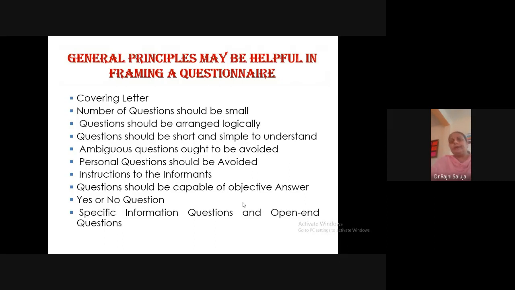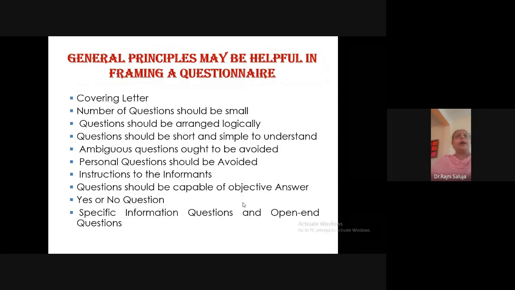First is the covering letter. Whenever we have to post a questionnaire, it can be typed properly on A4 size sheets, or nowadays, because of technology, we are using Google Forms. We prepare the Google Form, create the link, and circulate it among the population whom we are targeting for our research.